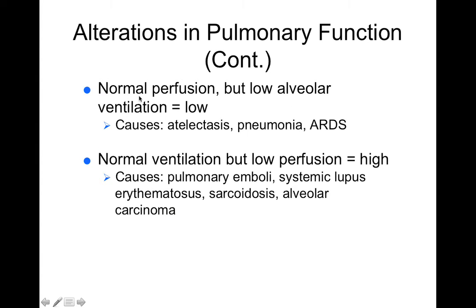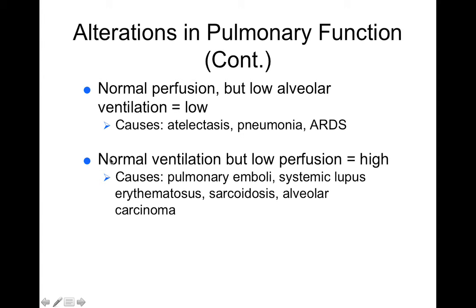Now, there are different conditions where you might have normal perfusion but low alveolar ventilation, where your lungs are getting enough blood flow, but they're not getting enough airflow. Some causes of this could be atelectasis, which is partial or complete collapse of your lung or airway, or pneumonia or acute respiratory distress syndrome. You might get enough blood flow to your lungs, but if airflow is diminished due to a blockage or a collapsed airway, then that can lead to hypoxia and hypoxemia.